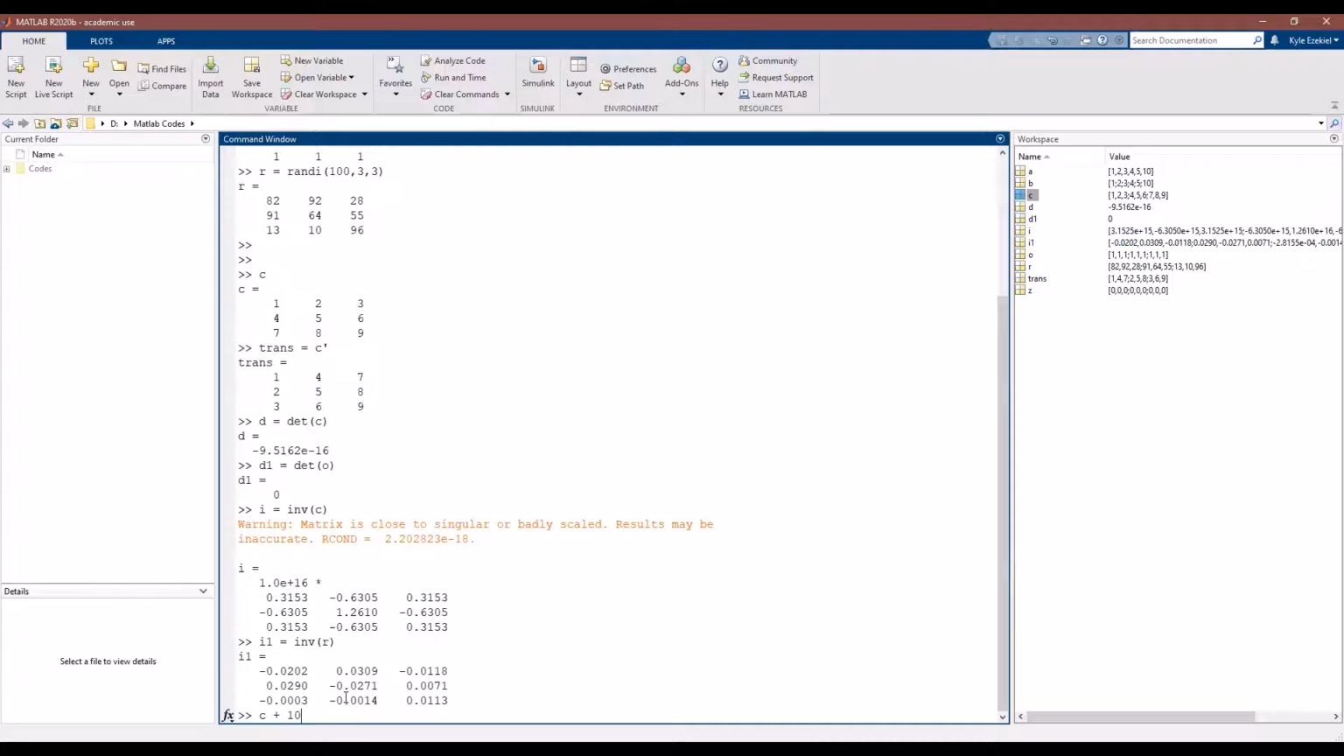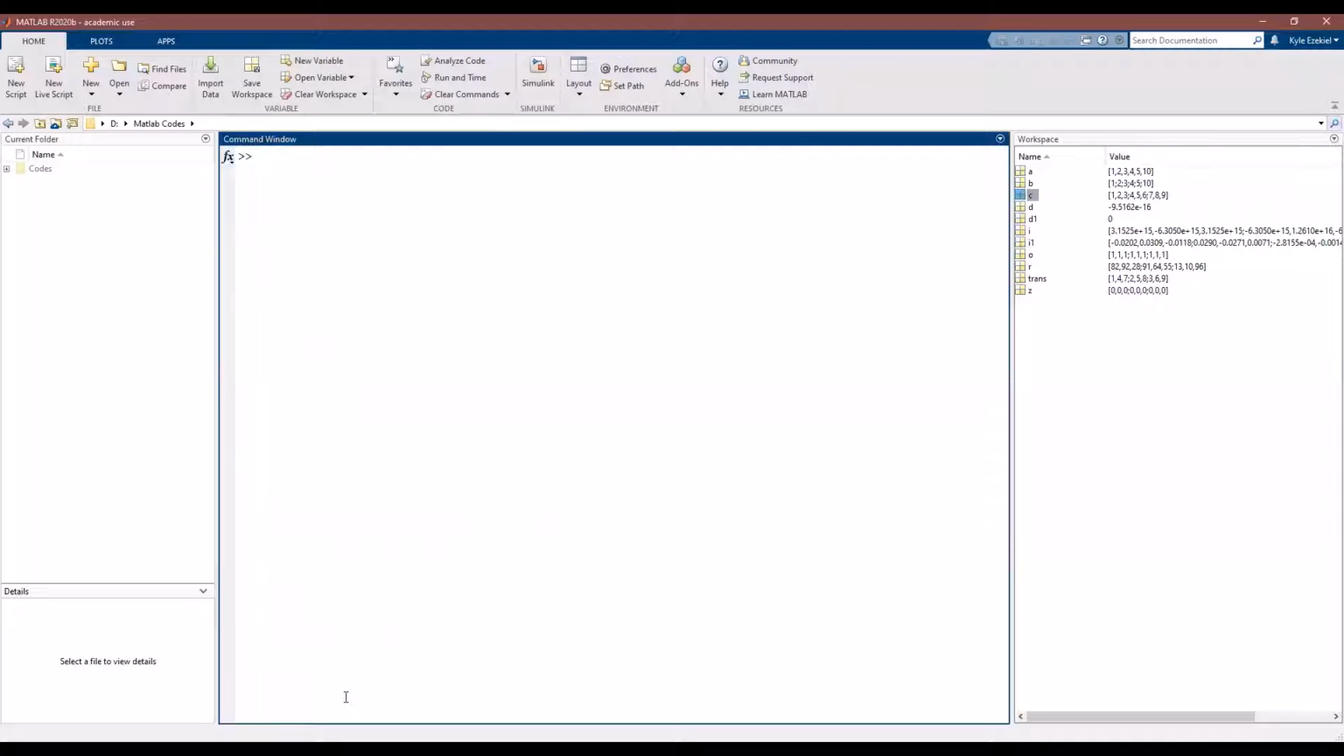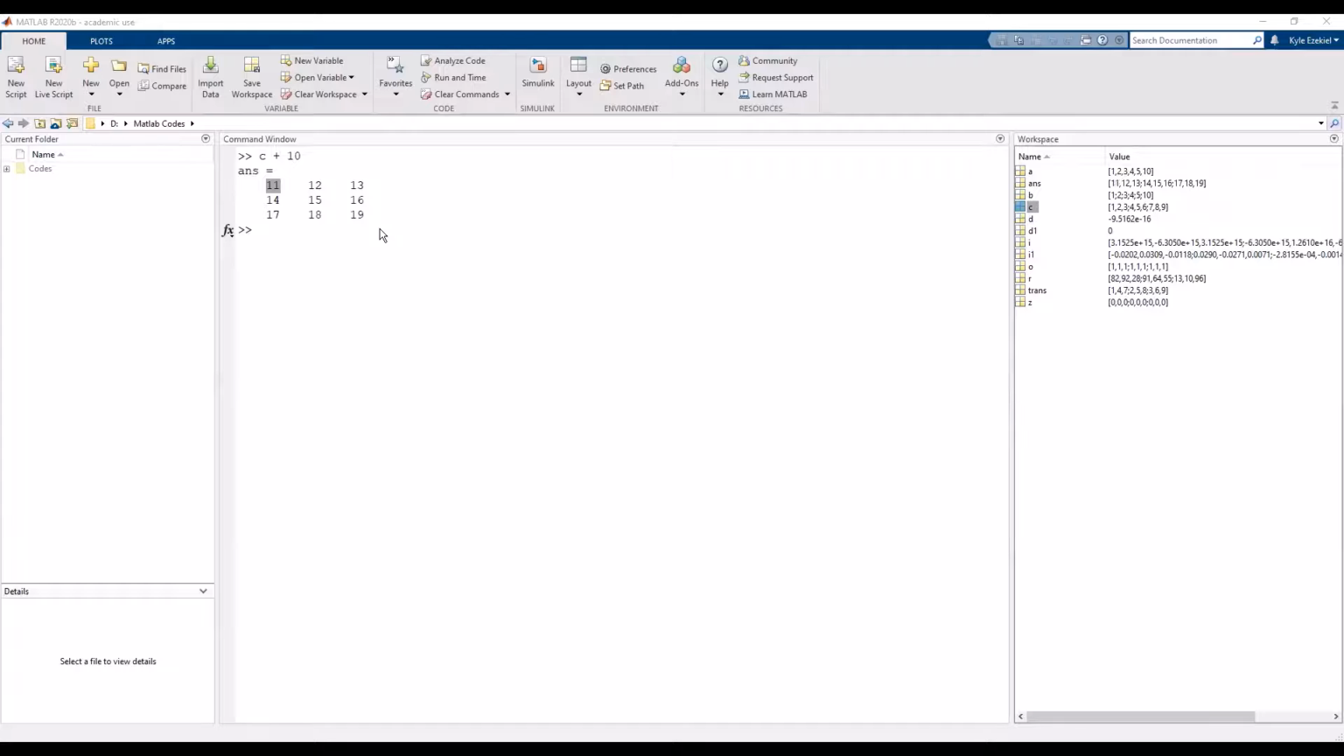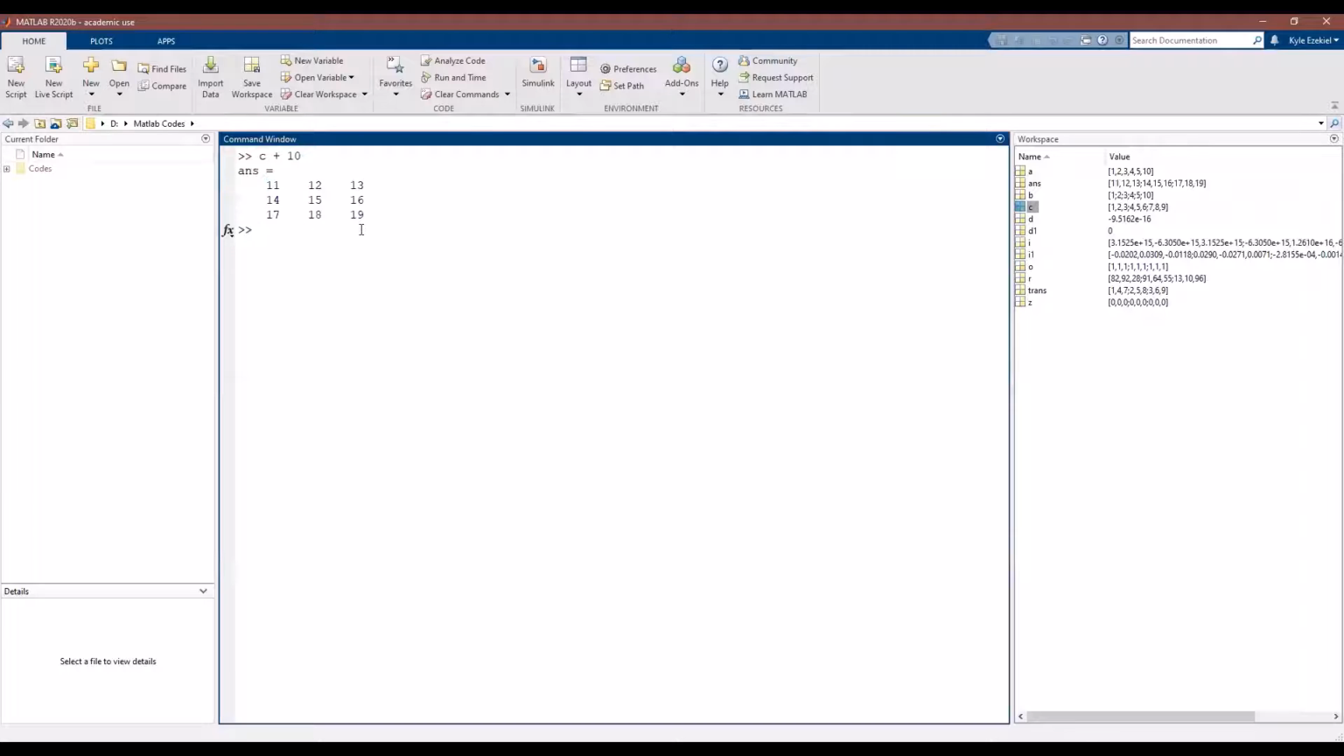So for example, let's try this. Wait, first let me clear my screen. Okay, say using the same matrix C, then I add 10. So this is a scalar addition, meaning that I would add 10 to every cell of my matrix. Okay. So for example, I did this.